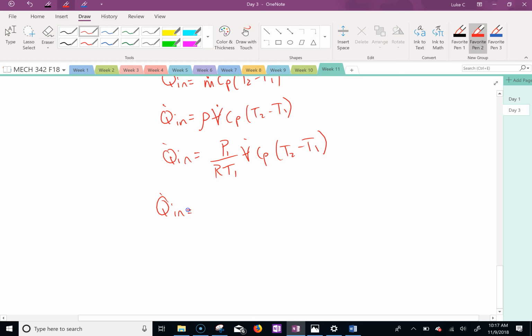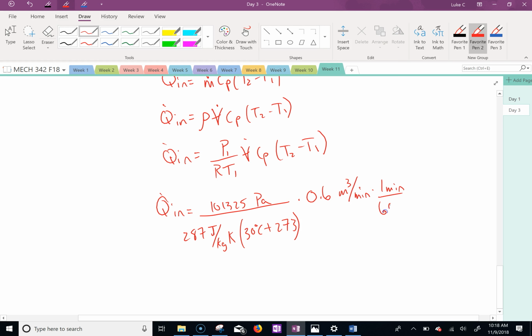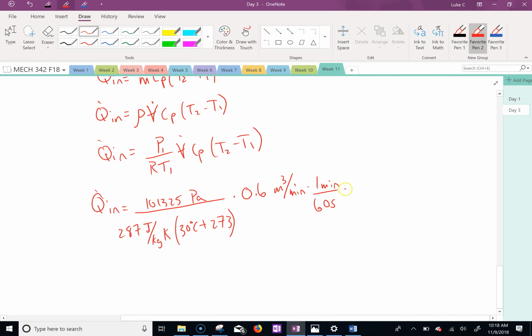So Q dot in equals 101,325 pascals divided by 287 joules per kilogram K times 30 degrees plus 273, times 0.6 meters cubed per minute, times 1 minute over 60 seconds, times 1005 joules per kilogram K, times 40 degrees minus 30 degrees. Whew.